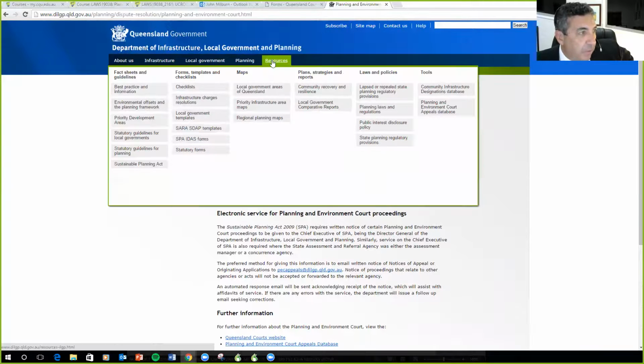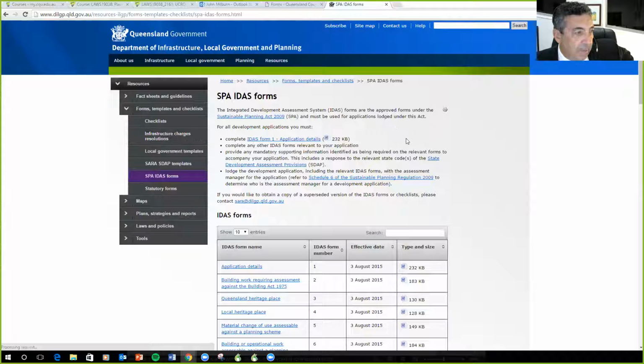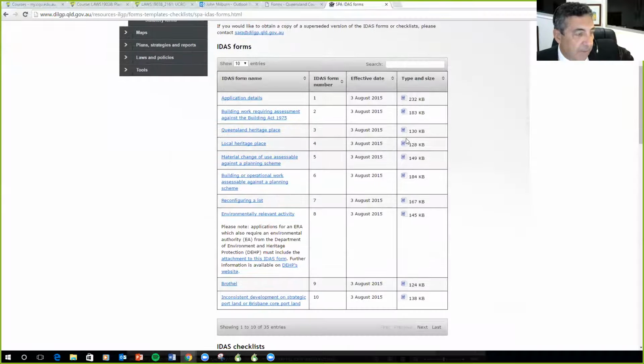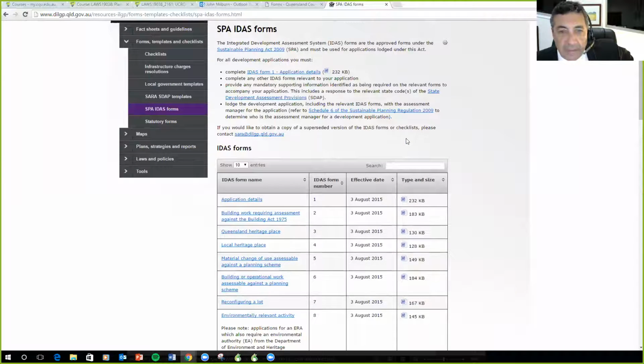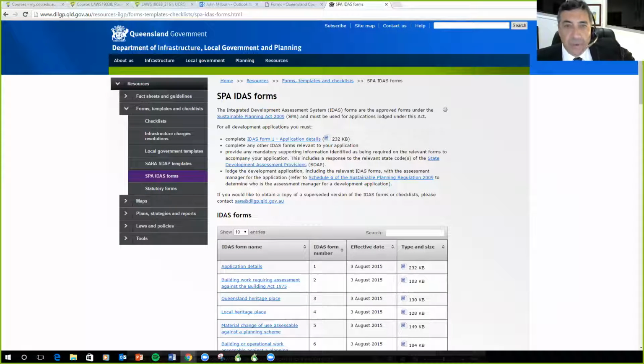Now, up the top, we have the resources, some very interesting and valuable information there. I find that fact sheets are often very useful. And you'll see here some SARA templates and, importantly, some Sustainable Planning Act IDAS forms. And you would have read that IDAS is the Integrated Assessment Scheme or System. So have a look at those things, because it will provide you with some very practical information and hopefully put it all together. Okay, so I'll stop the share now.